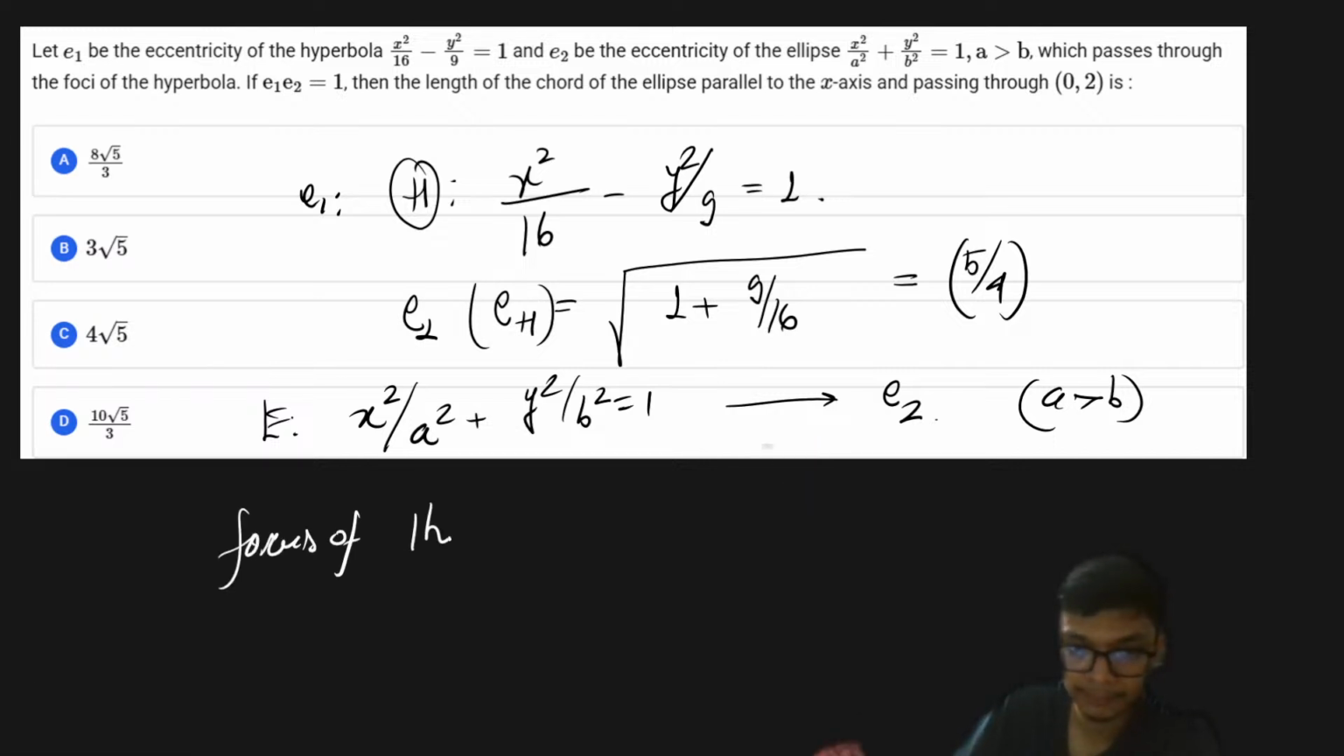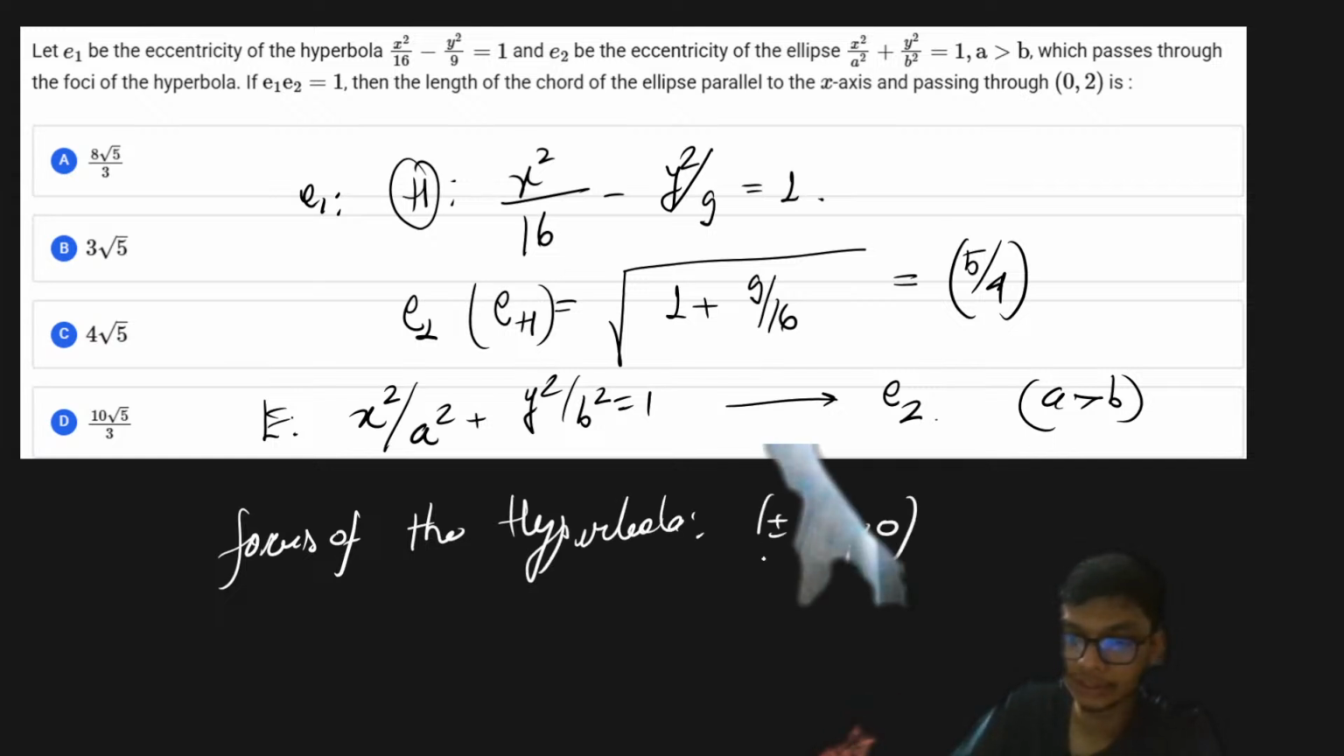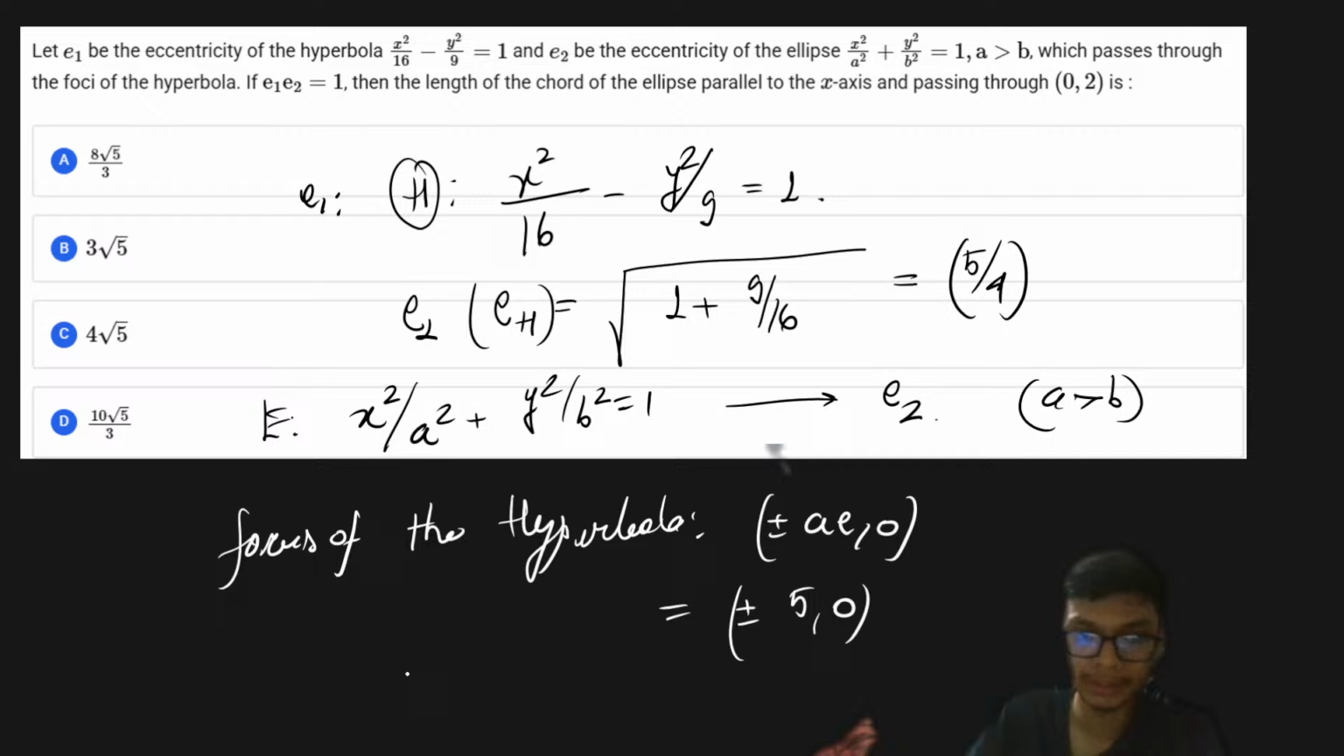The foci of the hyperbola are going to be plus minus a e comma 0, which is basically plus minus 4 into, so 5 comma 0, right? It is said that the ellipse passes through this 5 comma 0 point, the ellipse passes through the foci of this particular hyperbola. So therefore I will have an equation.